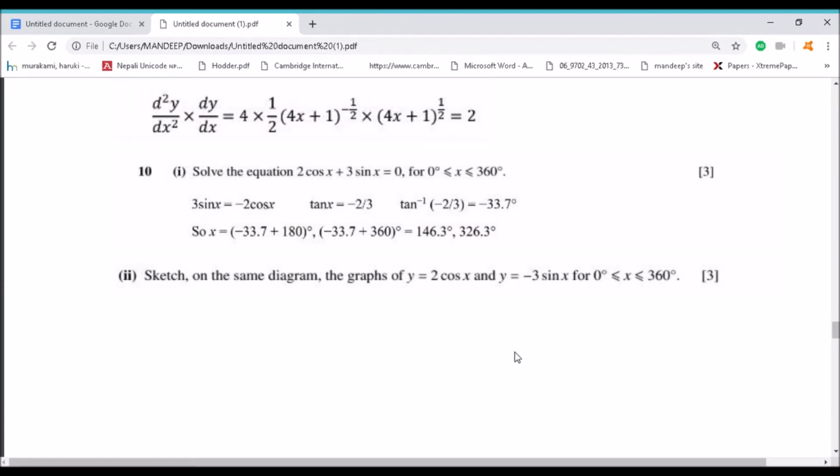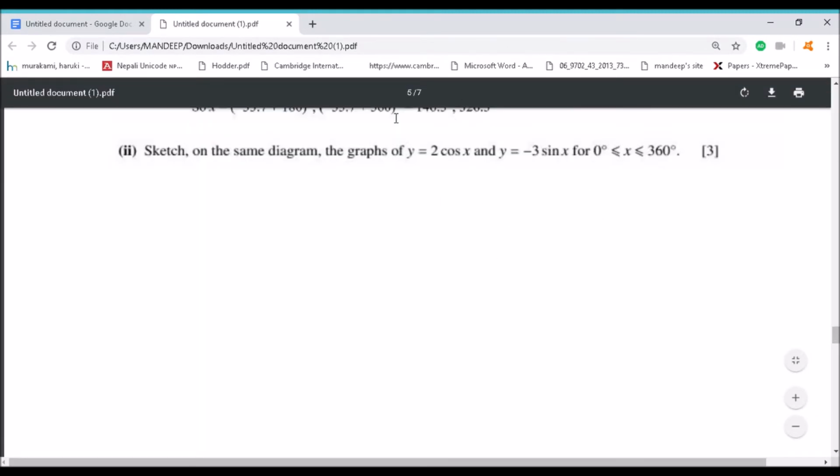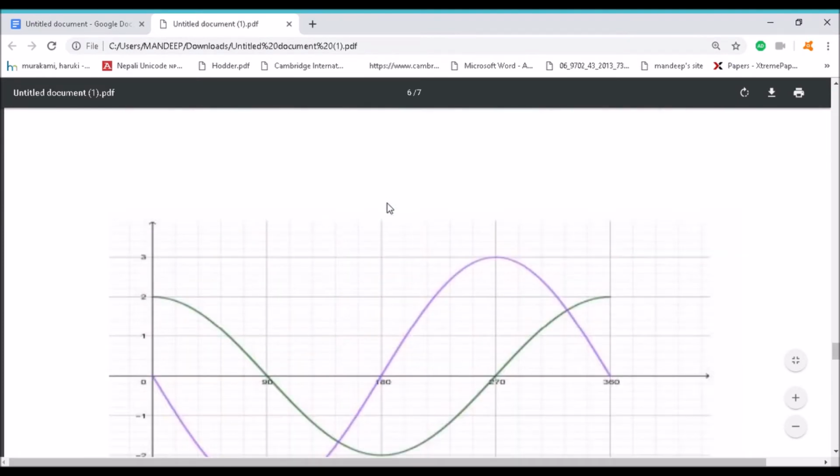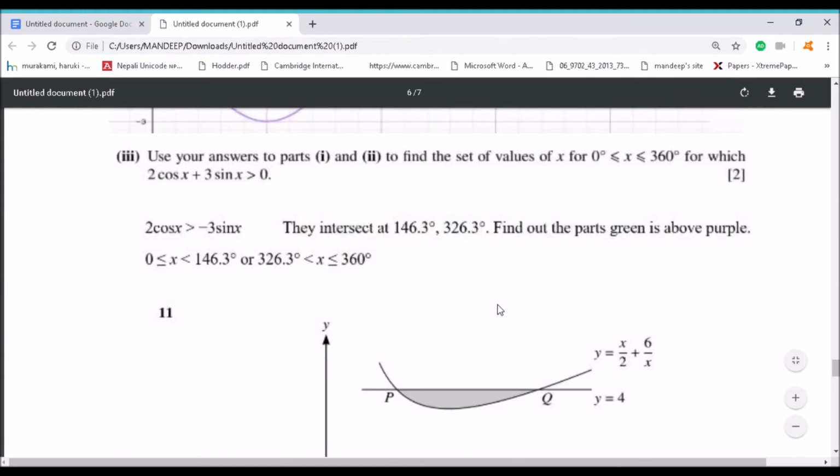You can make a table, replacing x by 0, 45, pi over 4, pi over 6, pi over 3, and you can keep on doing that, and you will get values of x and y, and then draw the curve. So we draw the curve by replacing the values. The curve will be like this. We go from 0 to 360, because that's the range they have given us.